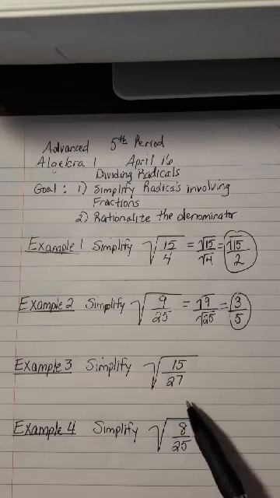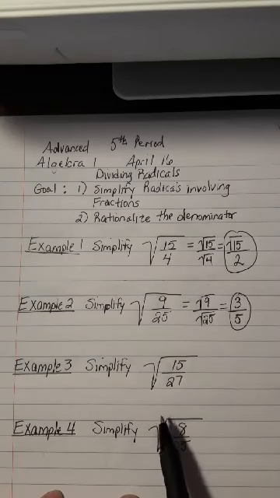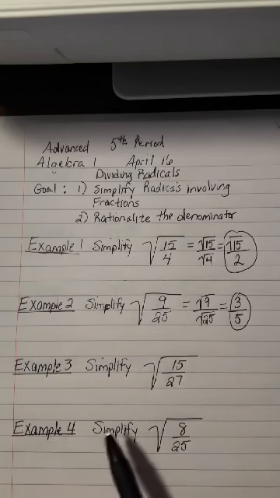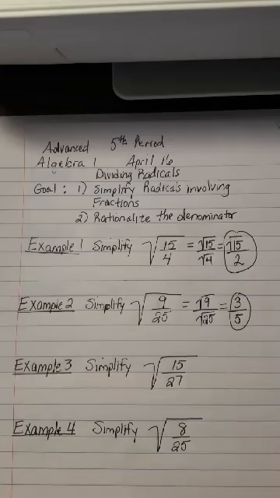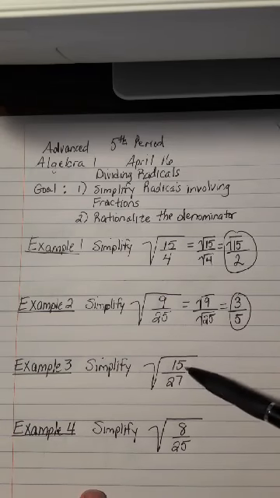Example 3. Here's one. Remember, always check to see if they can reduce first, because you want to make it easier on yourself. So you want these numbers to be as small as possible. 15 over 27 can reduce. When you reduce those, you can divide each of the numbers by 3.